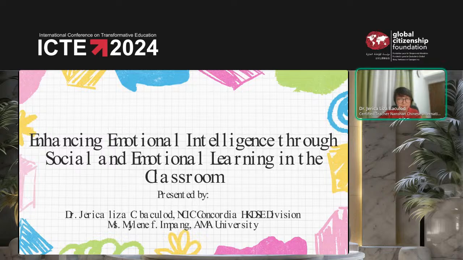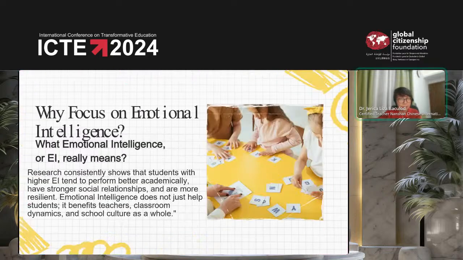So why focus on emotional intelligence? What emotional intelligence, or EI, really means? To start, let's talk about what emotional intelligence is. It's the ability to recognize, understand, manage, and use emotions positively. For our students, this means building empathy, managing stress, improving focus, and developing strong interpersonal skills.